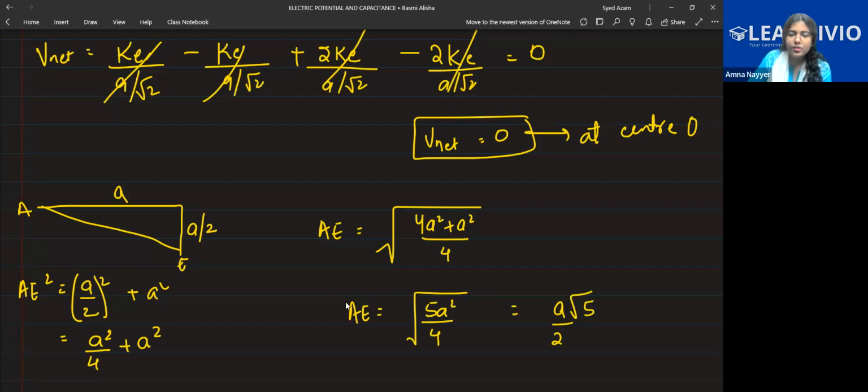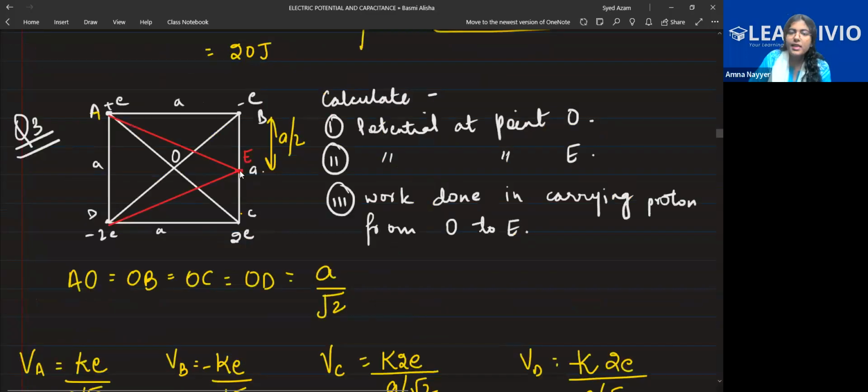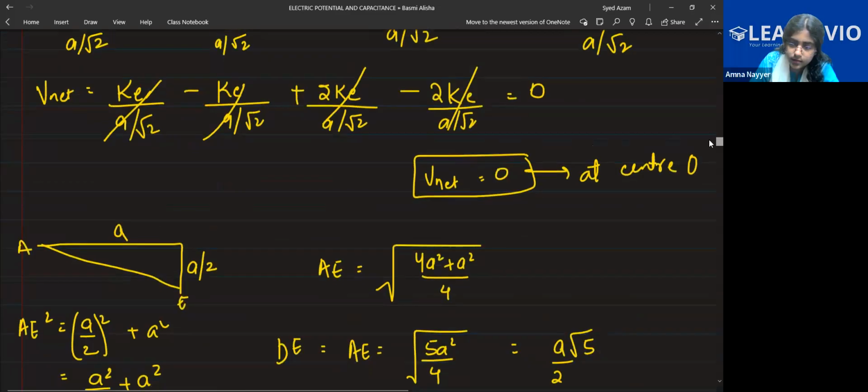Yes, ma'am. So similarly, AE is this, which is equal to DE also. Both of them have the same separation. Look, this DE also, because I want to calculate at point E due to all of the charges. Now look, E point is here. This is A point. So what will be the potential at E due to A? KE by AE. KE by A by 2 root 5. Exactly this term, AD. Correct.